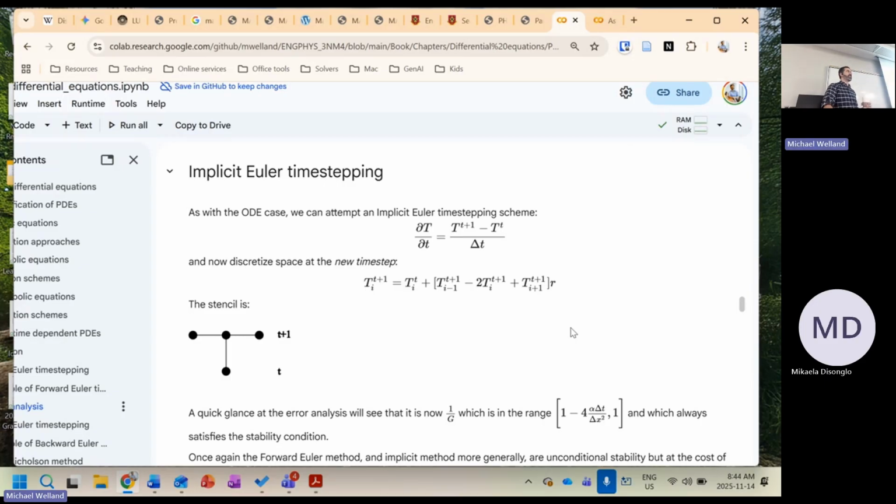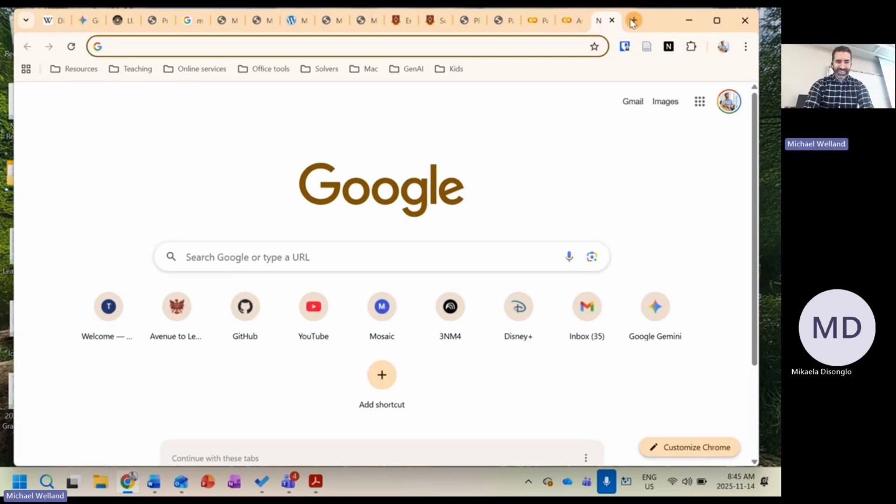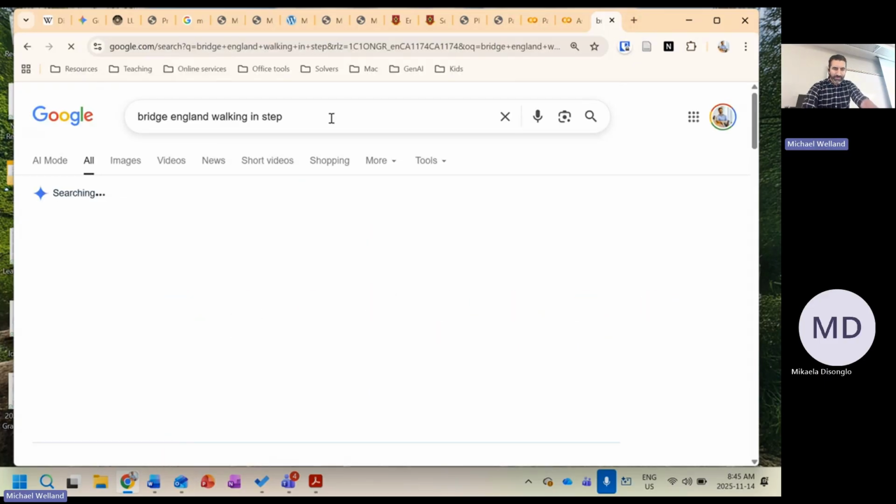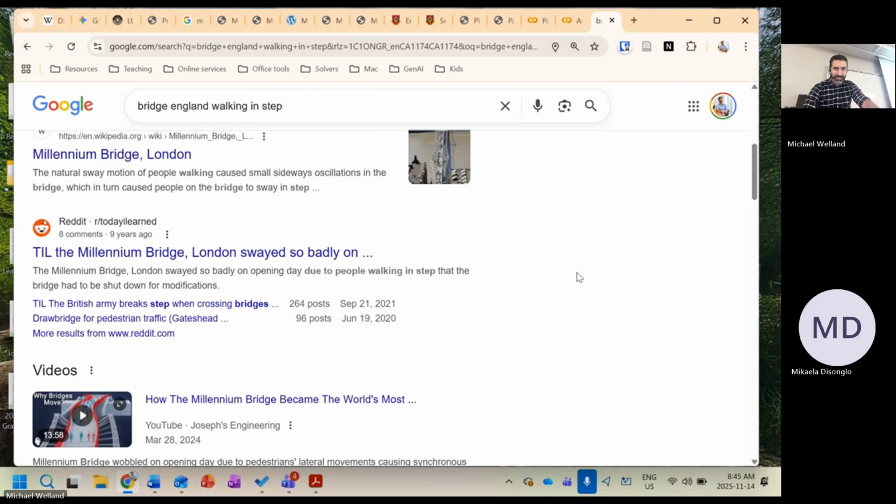Von Neumann stability analysis is honestly one of these shockingly powerful tools that you can use for a lot of different things. What was the other one? Do you guys remember that bridge? I think it was in London. They built the bridge and then a bunch of people were walking down it and everybody started to walk in sync and the entire thing shook apart. Do you remember that? You ever hear about this? Fine. Bridge, England, walking in step. The Millennium Bridge?